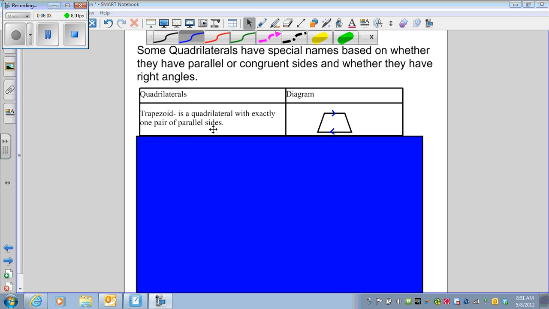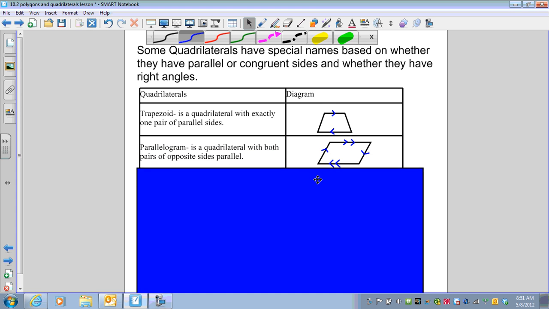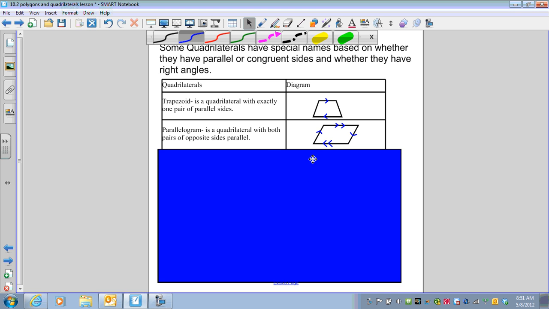A trapezoid is a quadrilateral with exactly one pair of parallel sides, which you can see I indicated with the blue little arrows opposite each other. A parallelogram is a quadrilateral with both pairs of opposite sides parallel. So here you can see that instead of having these two edges going out away, which aren't parallel, now we do have two parallel edges on the other side as well.